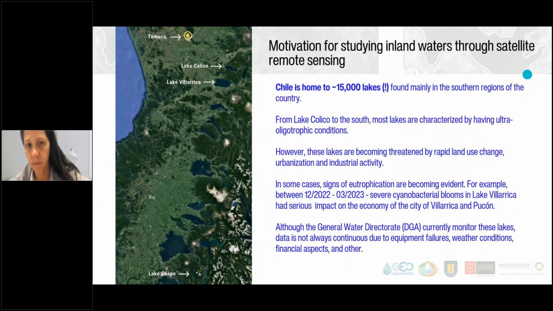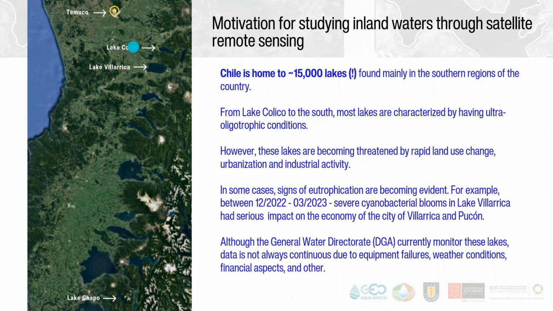So Temuco, which is here, is the capital of the Araucanian region. Here we can find the starting point of the North Patagonian lakes, from Lake Colico at the very top here to Lake Chapo, a small lake that is located around this area in the Los Lagos region. So these 23 lakes of nearly 15,000 lakes we have in Chile form the largest freshwater district in the country. And these lakes are characterized by being pristine ultra to oligotrophic lakes that provide really invaluable ecosystem services for our country. So we have a huge water reserve in this area.